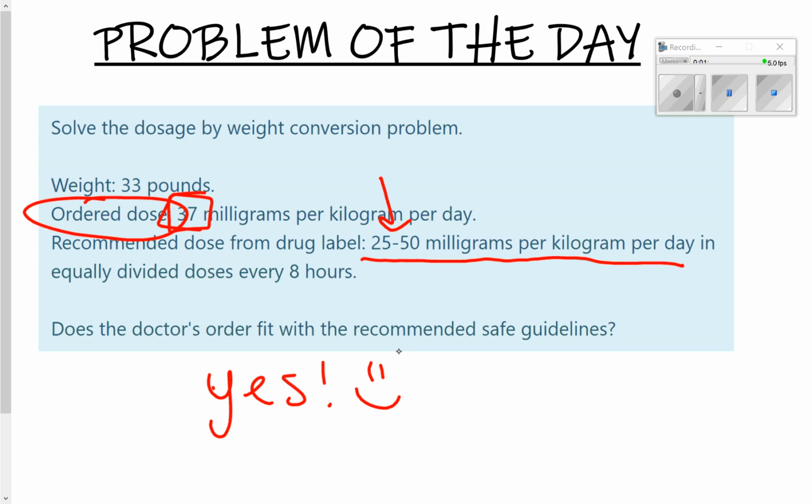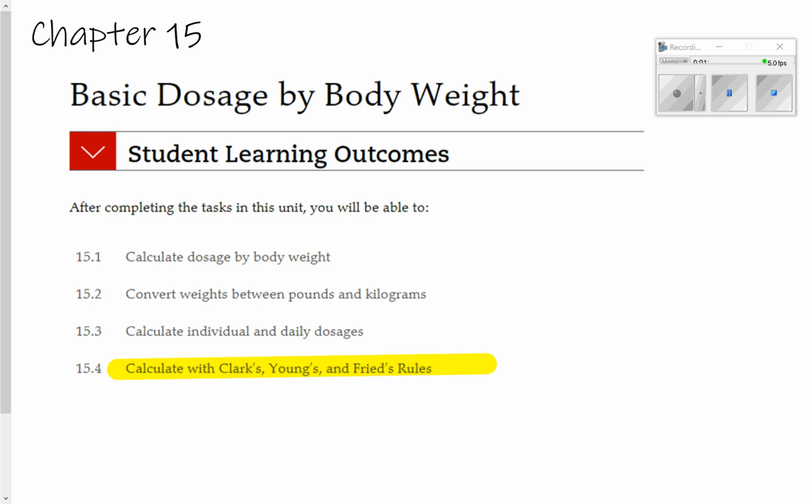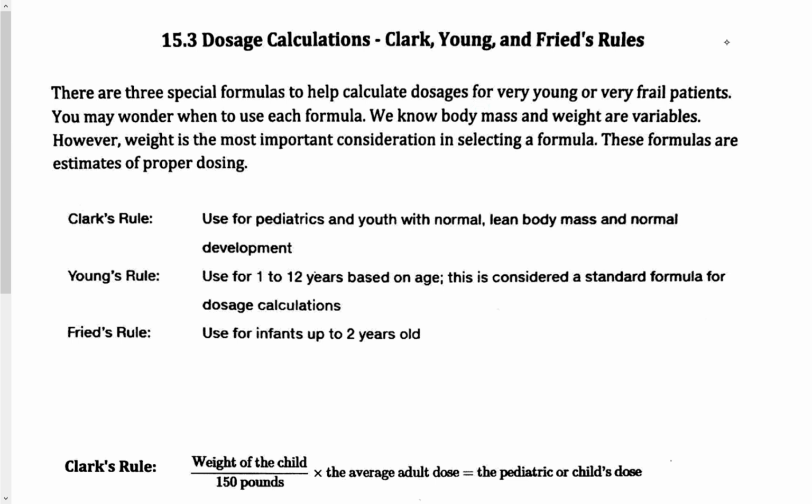So today we're going to talk about, this is the last section actually out of chapter 15. And in fact, this is the last section that we're going to learn that is technically considered the med math content from Sinclair. So it's Clark's, Young's, and Fried's rules. And these are just basically dosage calculations for very young or very frail patients. So that's what I'm going to talk you guys through today. So I'll go through each of the different calculations. So there are 3 special formulas to help calculate dosages for very young or very frail patients.